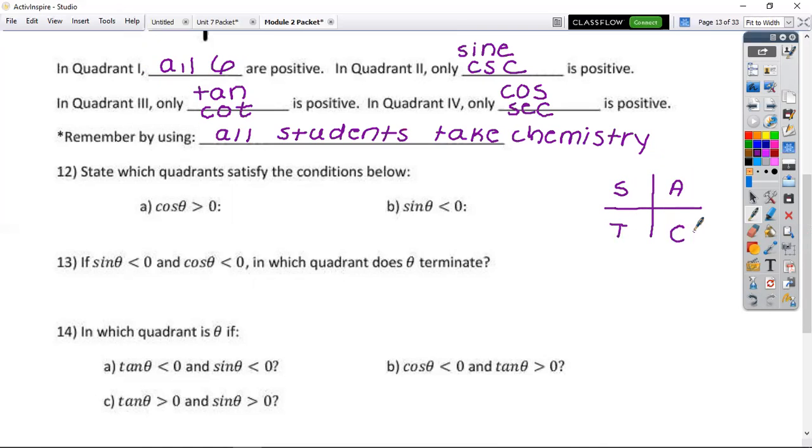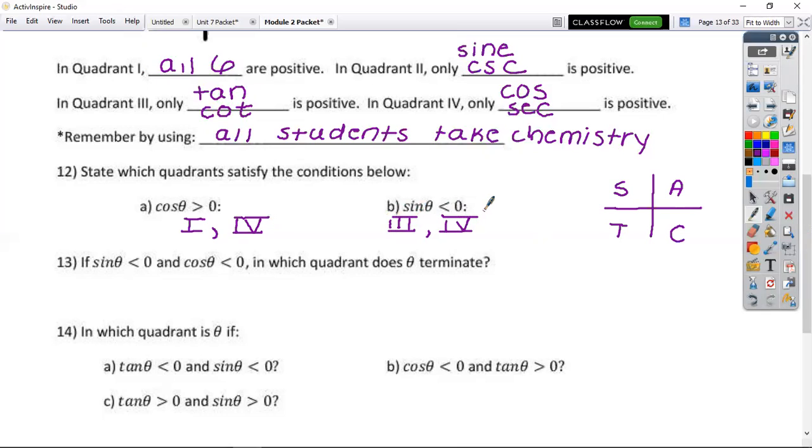So cosine is positive where and where, guys? Good, 1 and 4. So quadrant 1 and 4. And then where's sine negative? Yep, 3 and 4. Awesome. So below the x-axis, so 3 and 4. Remember, make sure you're using those Roman numerals.